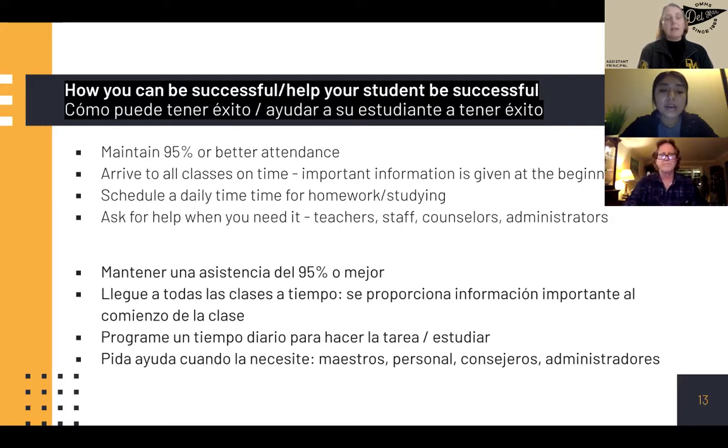Advocating for yourself, asking for help, and really just reaching out when something's confusing or when you're feeling overwhelmed. Teachers, staff members, teachers' aides, counselors, administrators, those are all people that you can come to if you're needing that extra help.